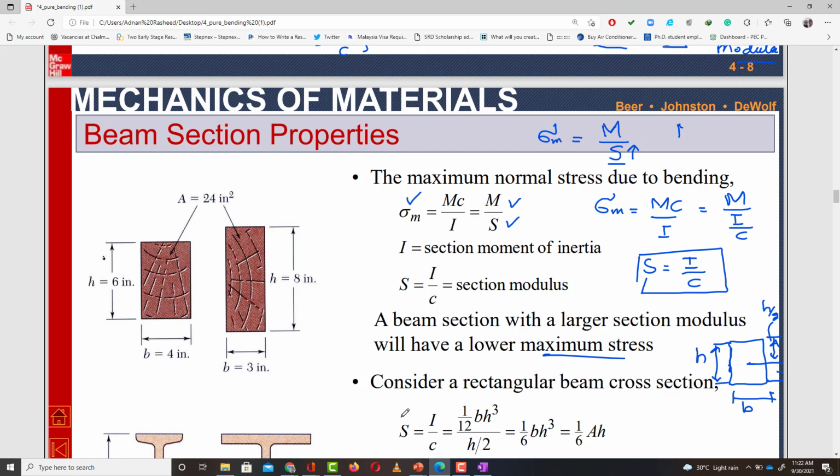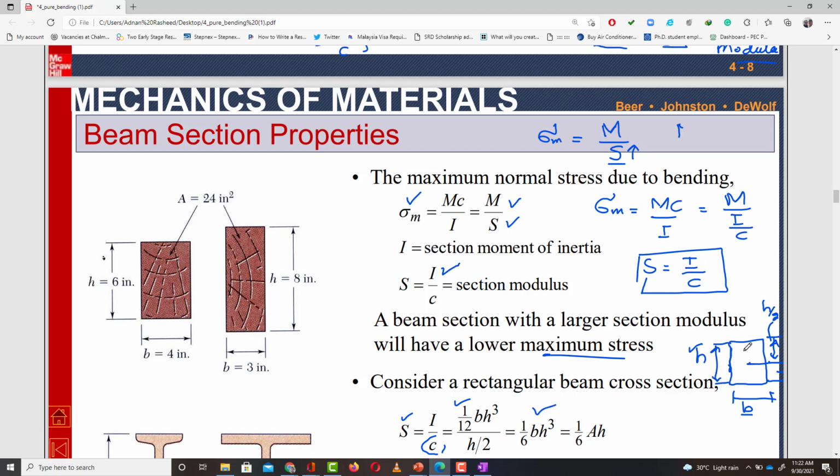Now, we know that section modulus is equal to I over c. So, for a beam having breadth b and height h, the second moment of inertia is equal to bh cube over 12. Clear? So this I for a rectangular beam is equal to 1 over 12 bh cube. While c is what? c is the distance from the neutral axis to the topmost, and that is h by 2. So when you put h by 2, section modulus comes out to be 1 over 6 bh square.